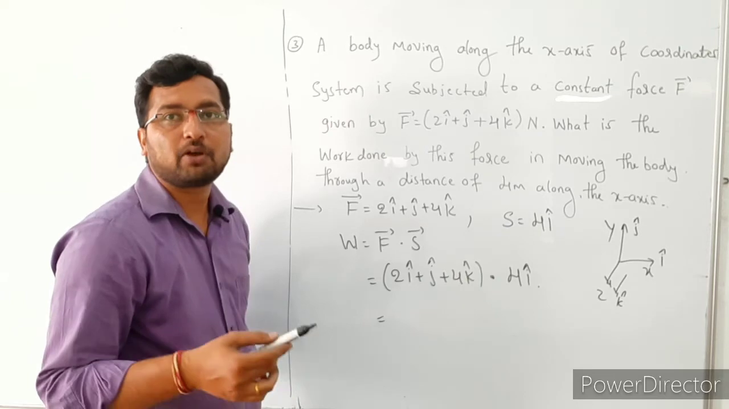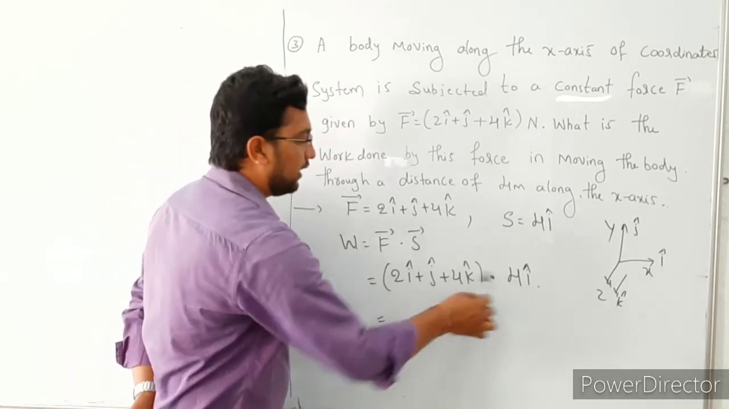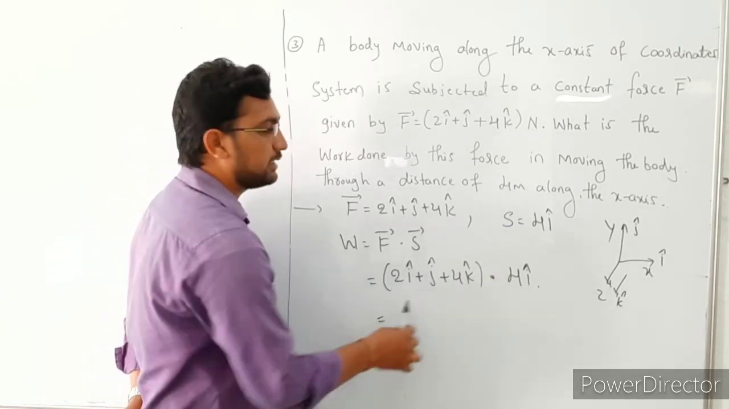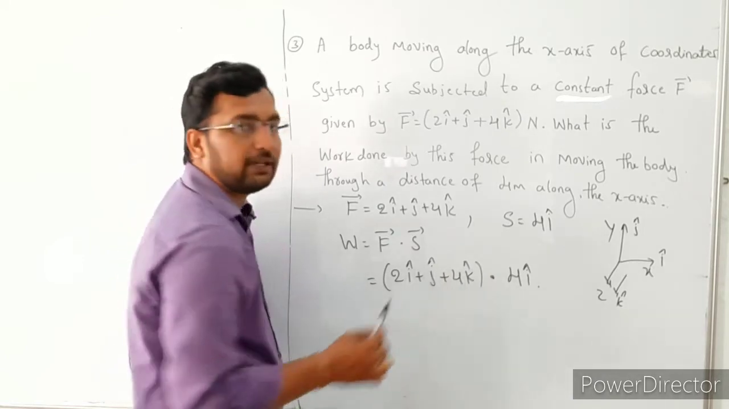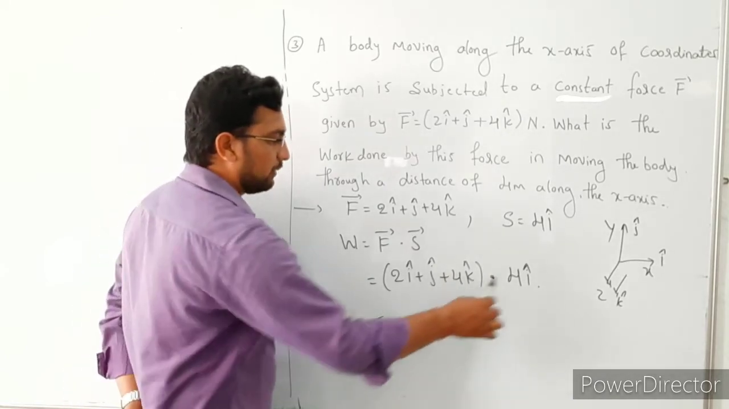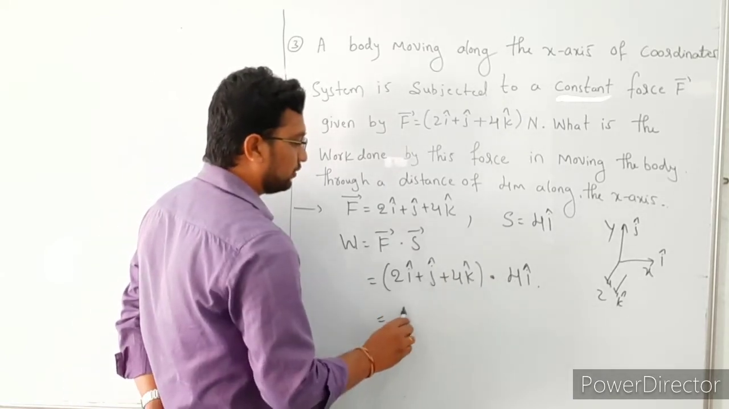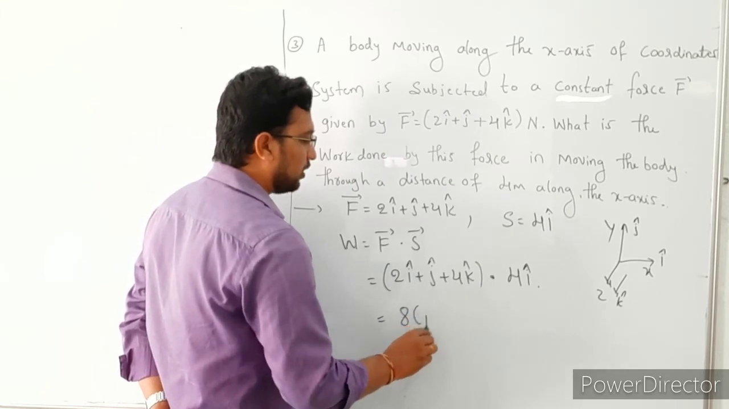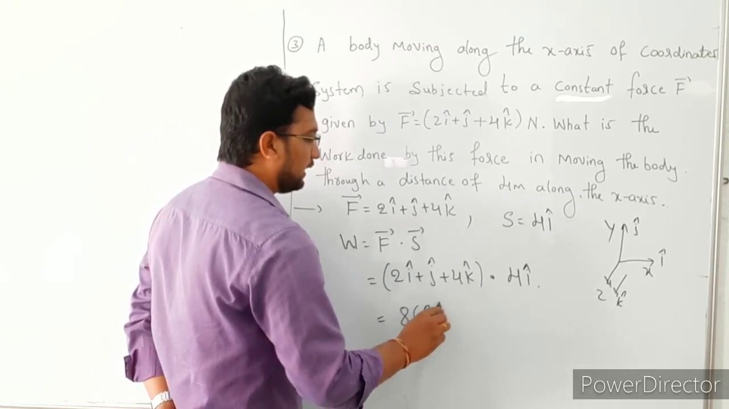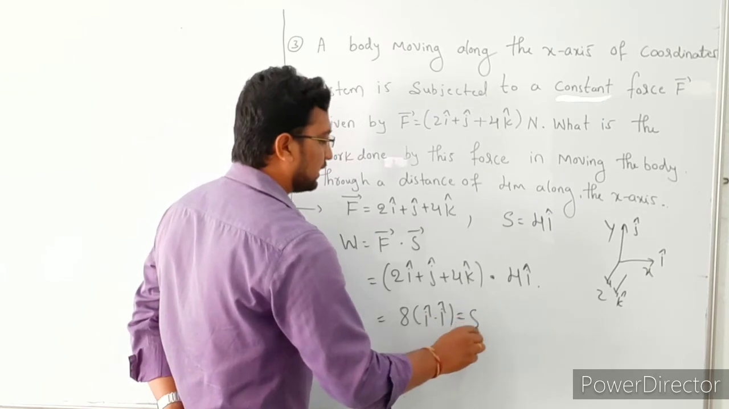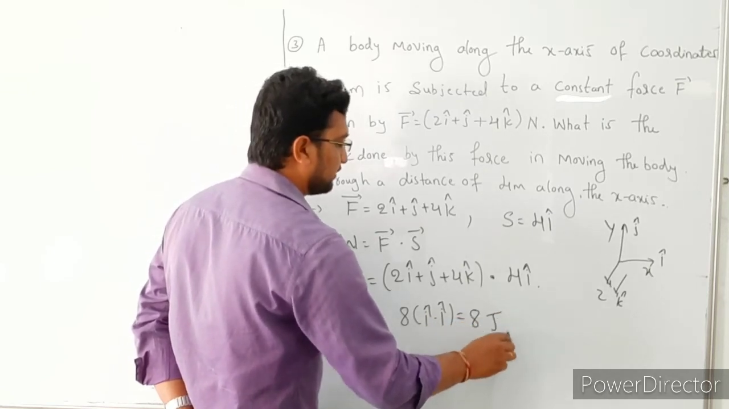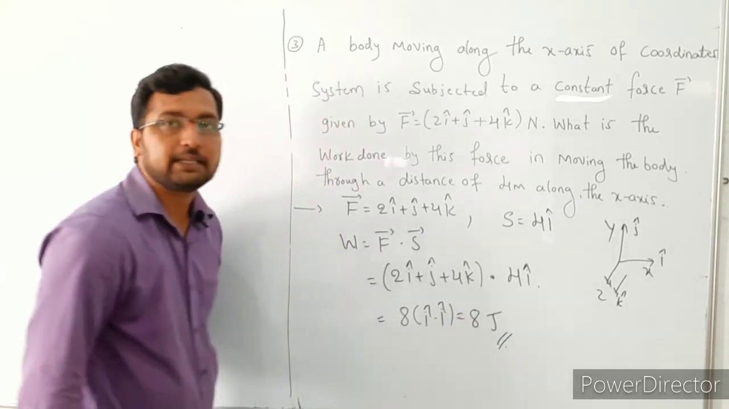So already we know the properties of the dot product. i dot i value is 1, i dot j value is 0, i dot k value is 0. So multiplying, 4 into 2 is 8, and i dot i value is 1. So the work done is 8 joules.